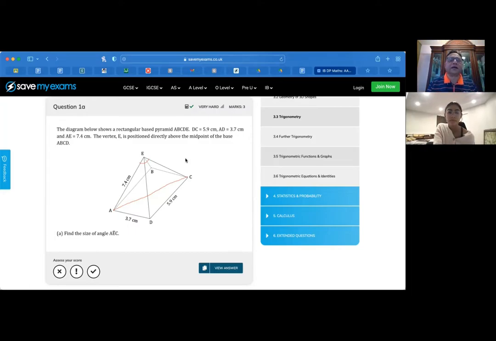So you need to find the diagonal of the base. The diagram shows a rectangular base pyramid. Since it is rectangular, we know this is 90 degrees, correct? So we can find the base using the Pythagorean theorem, which is 3.7 squared plus 5.9 squared, correct? You have that length. I also know that AE is equal to EC because it's rectangular, so the lengths of those lines have to be the same. Correct.